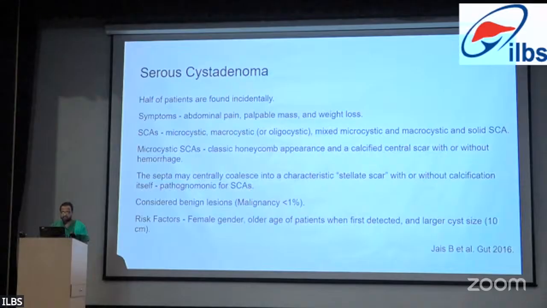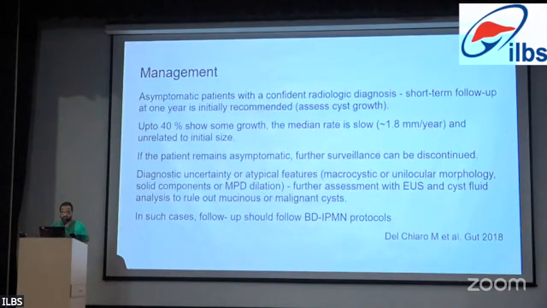They are considered benign lesions with a malignancy rate of less than 1%, with risk factors of female gender, older age when first detected, and large cyst size being major risk factors for conversion to adenocarcinoma. As these are mostly asymptomatic and fairly benign, they can be confidently followed up. Short-term follow-up up to 1 year is initially recommended. The median rate of growth is also slow, around 1.8 mm, and if the patient remains asymptomatic, further surveillance can be discontinued.